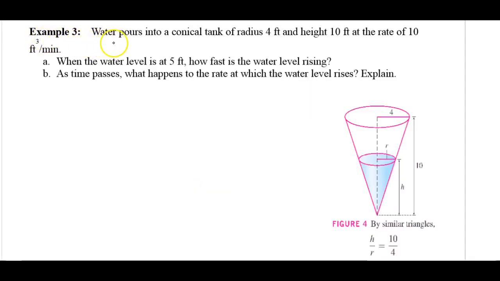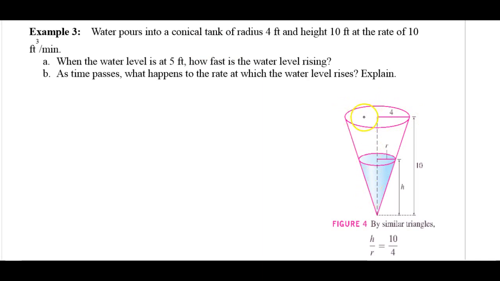Alright, example 3. Water pours into a conical tank of radius 4 feet and height 10 feet at a rate of 10 feet cubed per minute. Part A. When the water level is at 5 feet, how fast is the water level rising? Alright, this is definitely an advanced problem. So we have water that's pouring into a conical tank. So here's the image, the bigger pink portion, that's the cone that we're pouring water into.